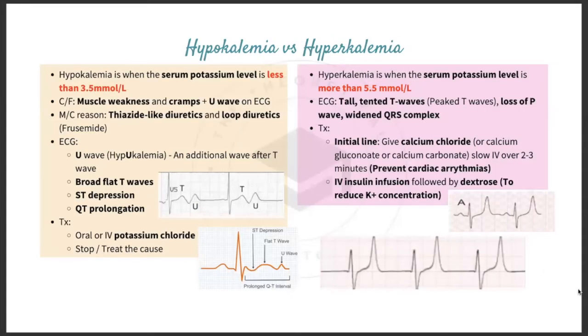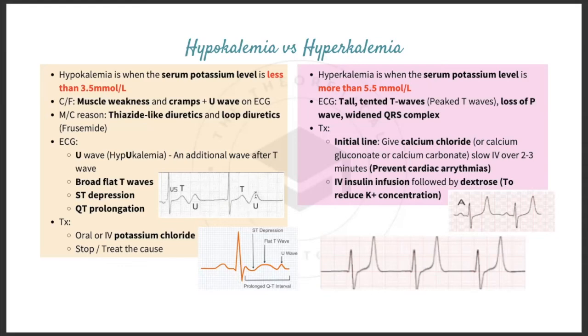Hypokalemia and hyperkalemia. So hypokalemia basically means lack of potassium, but by how much? Okay, hypokalemia is when the serum potassium level is less than 3.5 millimoles per liter. They may present with muscle weakness and cramps, as well as U wave on the ECG. Okay, this is U wave.